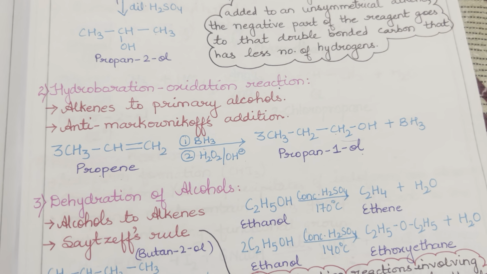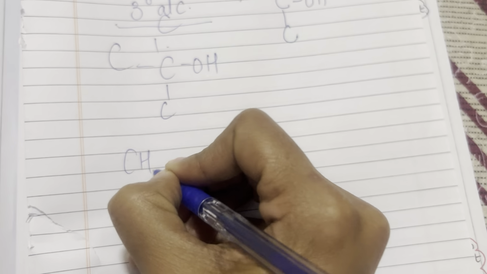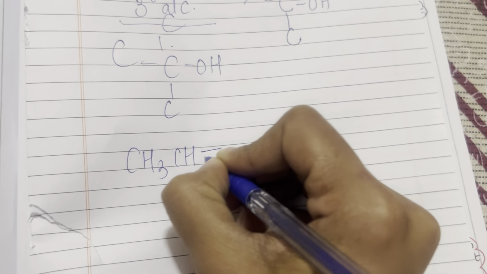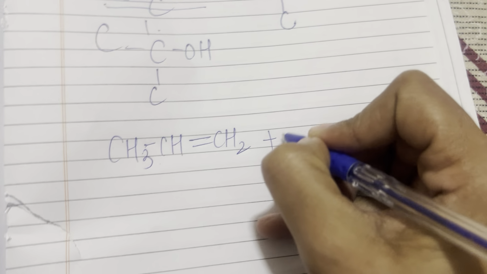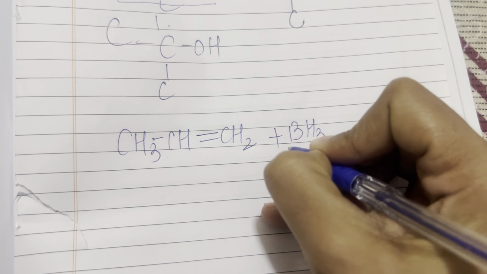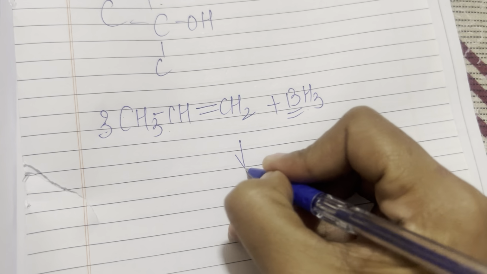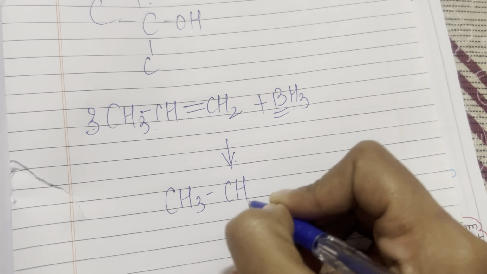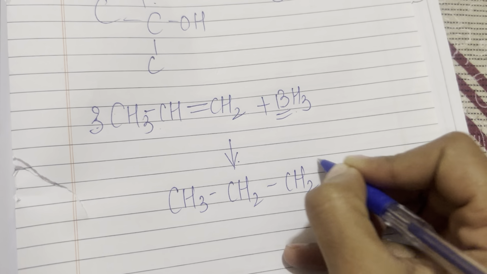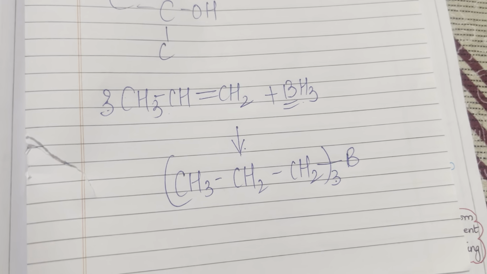The addition will look like this. So basically what happens here is you have CH3-CH=CH2. This is propene. You have BH3. Boron's valency is 3, so you take 3 molecules here and you find that the hydrogens will go here. CH3CH2CH2B. This molecule will be 3 times.